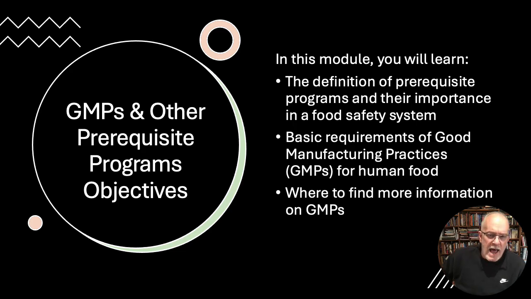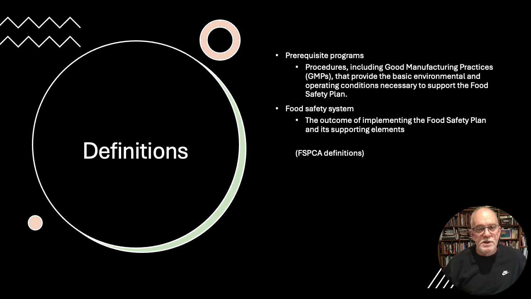And then again, I've attached already the regulation itself, but we've got some great resources in the chapter. It's going to be important you spend some time, if you don't already know them, on all the terminology, the acronyms within the definitions. So a couple for this chapter that are important is prerequisite programs. What are those? Well, procedures, including GMPs, that provide for the basic environmental operating conditions necessary to support my food safety plan.